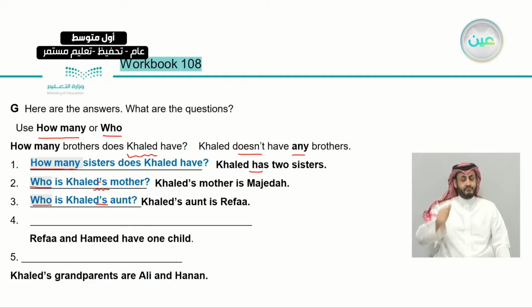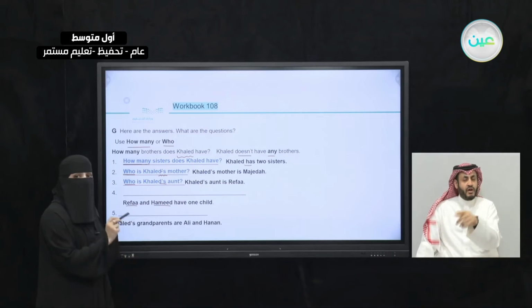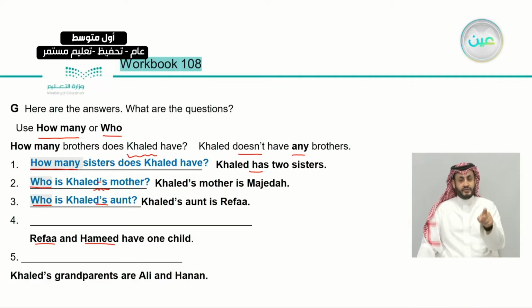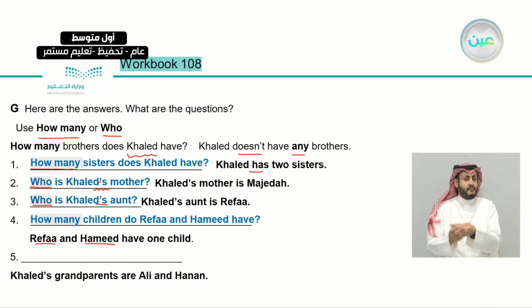Number 4, space. Rifa and Hamid, 2 people, have 1 child. So I'm asking about, the answer is right there. Am I asking about the person or the quantity? Good job. So I will use how many children do Rifa and Hamid have, then question mark. Did you notice something? Children right here, it means more than 1.